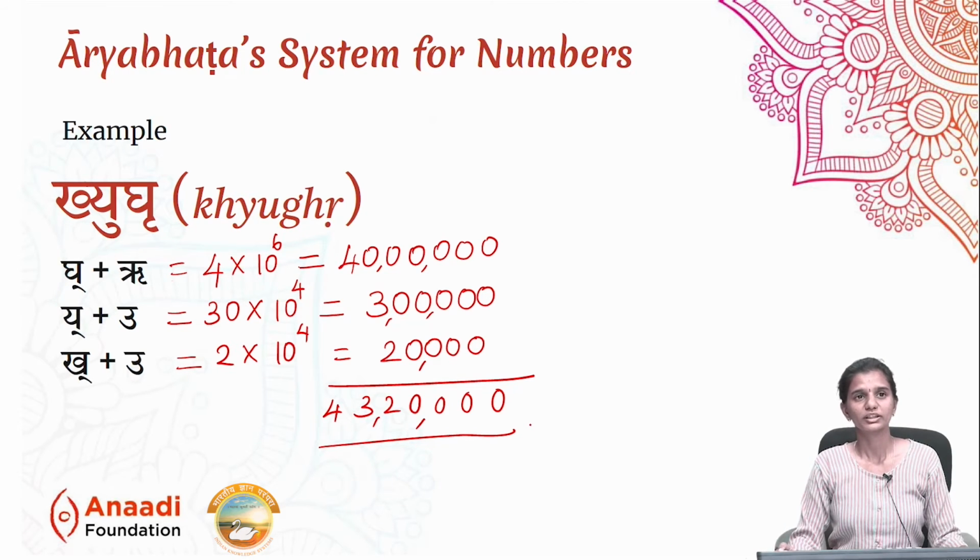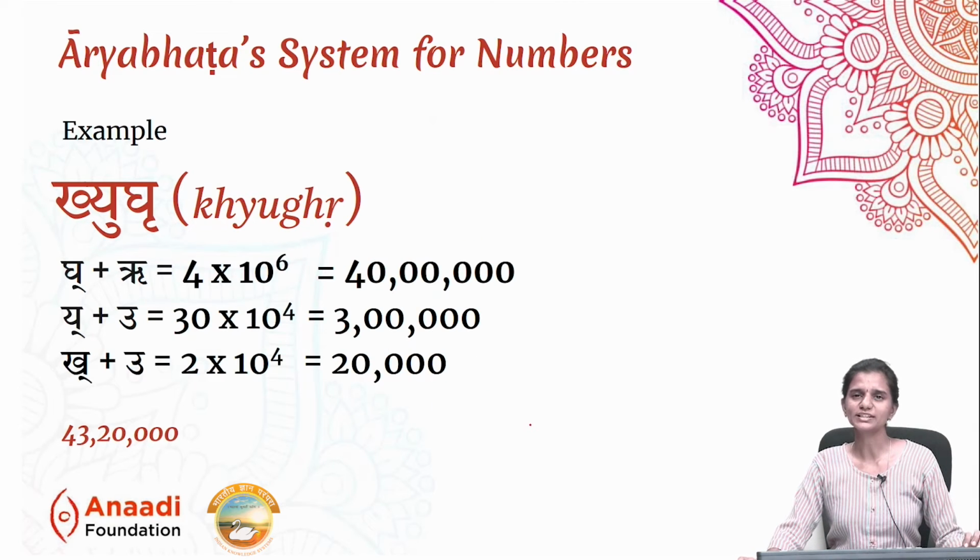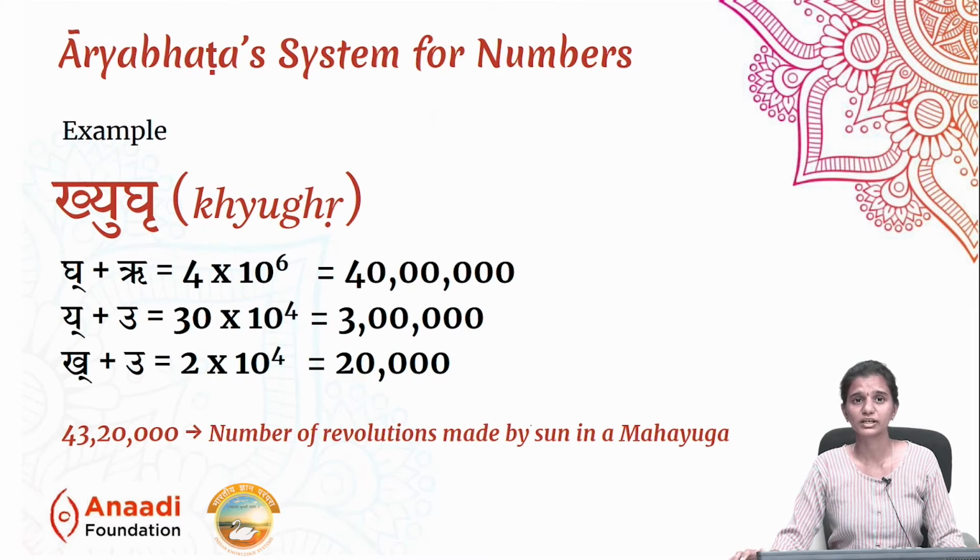So the value that we get from this word Kyugr is 43 lakhs and 20,000. What does this represent? Why has Aryabhata mentioned this word Kyugr? He has mentioned this to tell us the number of revolutions that is made by the sun in a Mahayuga.